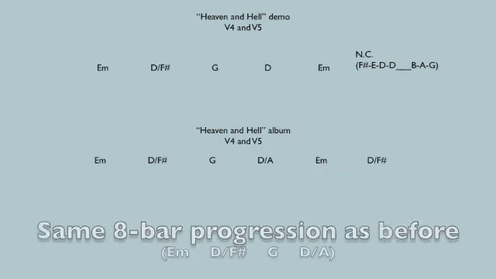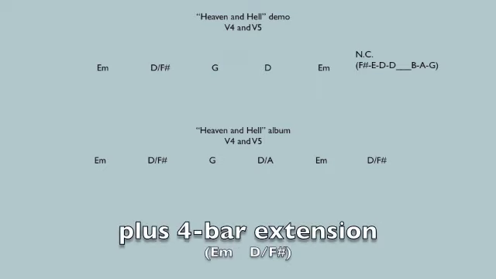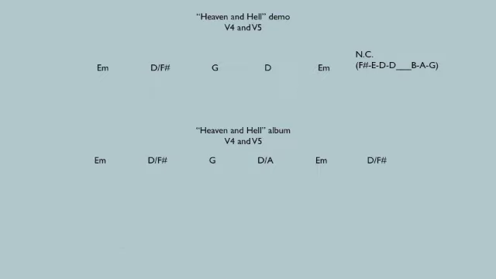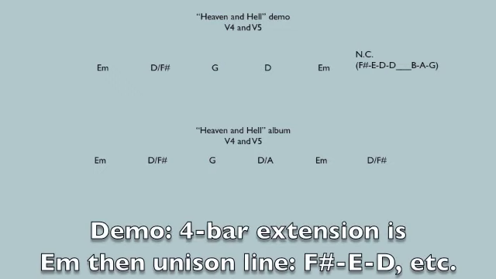On the album version, you have E minor, D over F sharp, G, D over A, E minor again, D over F sharp, and then it loops back again. Okay, so on the demo version, rather than going to the D chord the second time, Tony and Geoff play a little unison line.